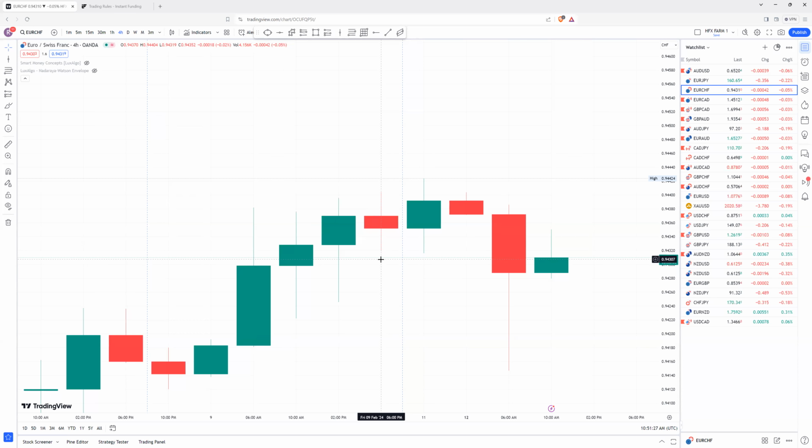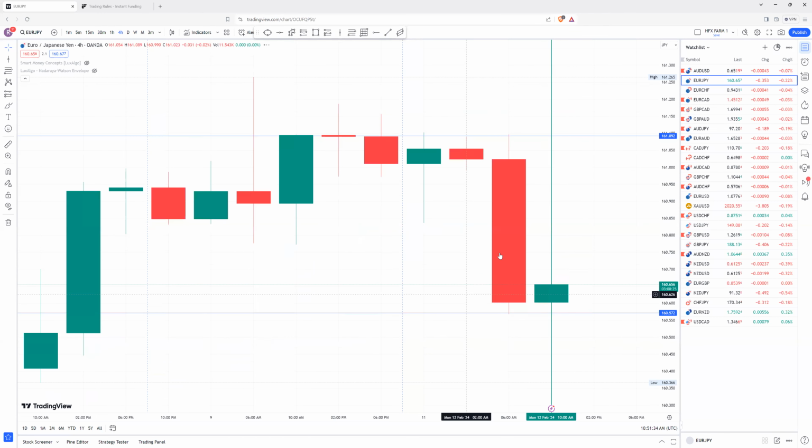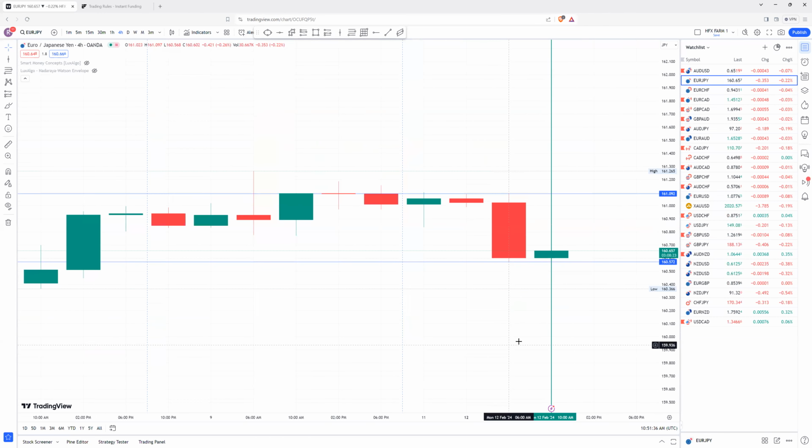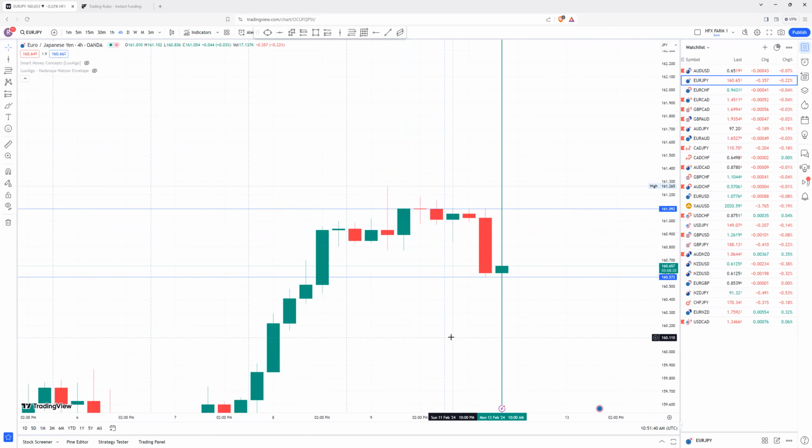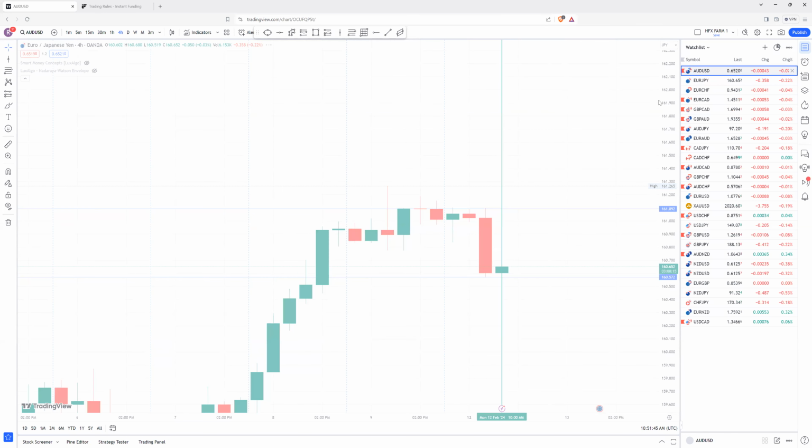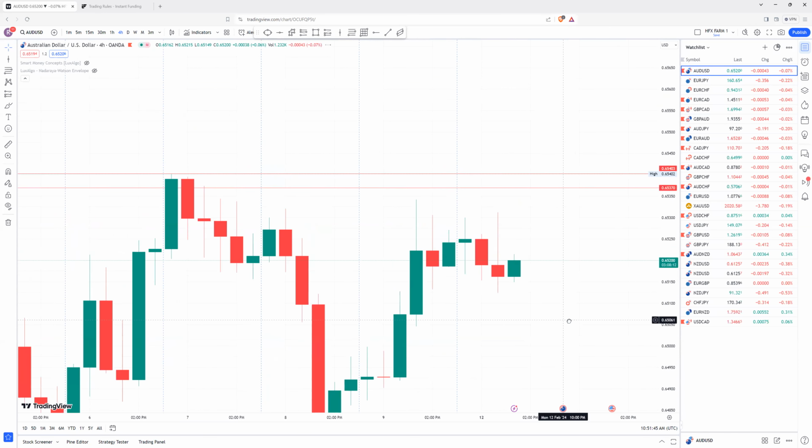Now, there's something I have to tell you guys. If there is news, the second strategy I showed you guys, which is this strategy, please do not use it if there is news. It doesn't work with fundamentals. If there is news, it will just fly and pass. But the first strategy, it doesn't matter if there is news or not.